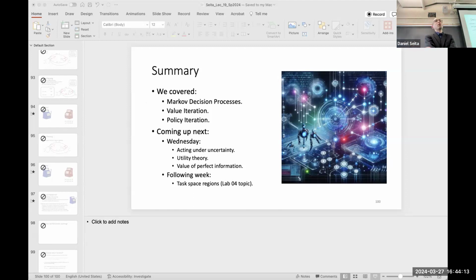Just take a quick moment to think about what the expected utility of taking the umbrella is. You can do the math pretty quickly.